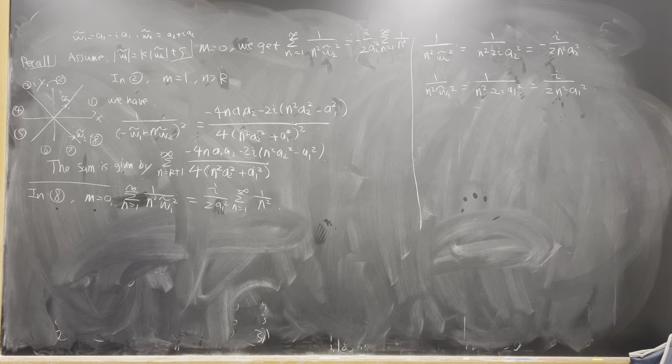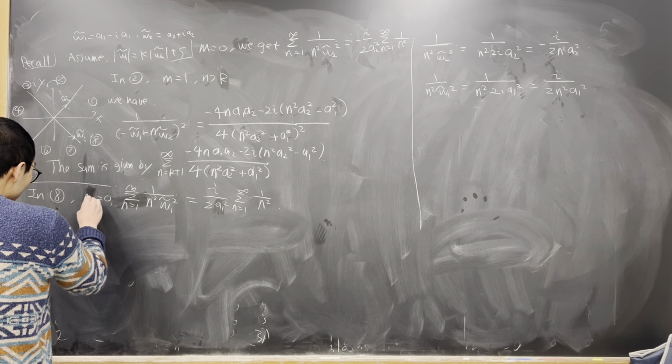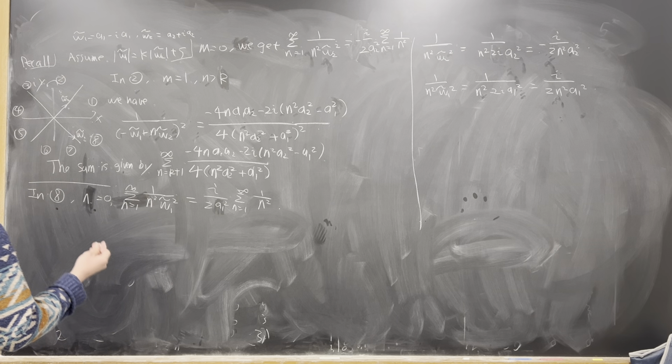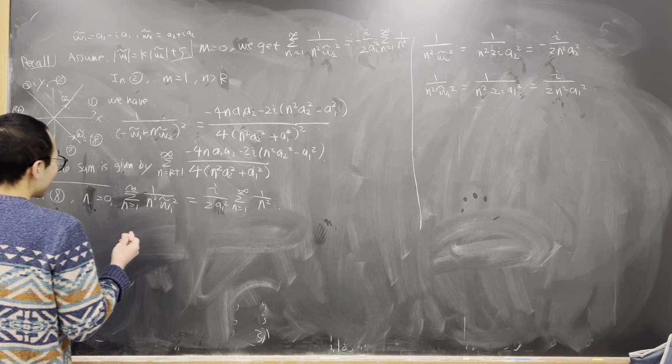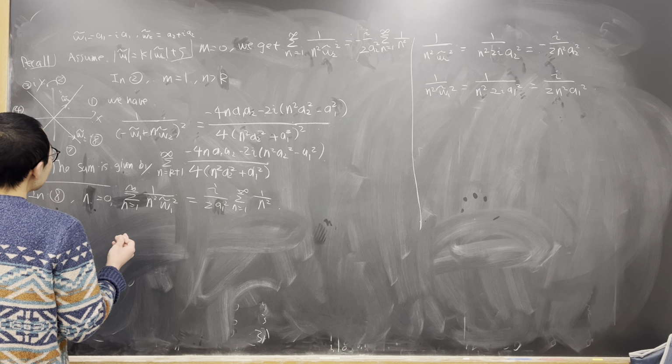Oh, sorry. Yeah, maybe I should use n equal to 1. Okay. Oh shoot. I'm already using it, so it should be n equal to 0. Okay. So it should be n equal to 0.